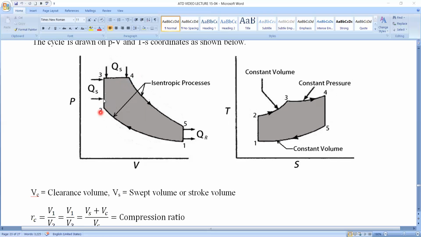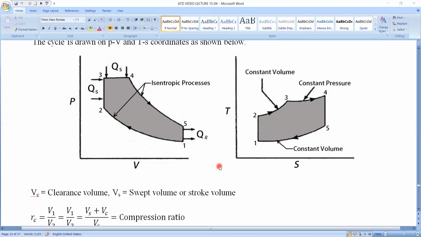You have to clearly differentiate between the process 1 to 2 and the process 2 to 3. There should be a clear difference between the curve and the straight line. Don't join these two points directly; clearly differentiate between the curve 1 to 2 and the line 2 to 3. Now the process 4 to 5 is the reversible adiabatic expansion process, and 5 to 1 represents the constant volume heat rejection process. I hope this is clear.